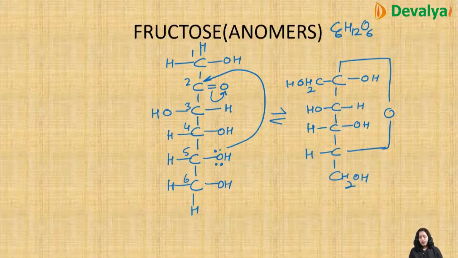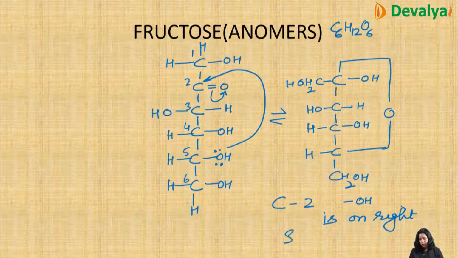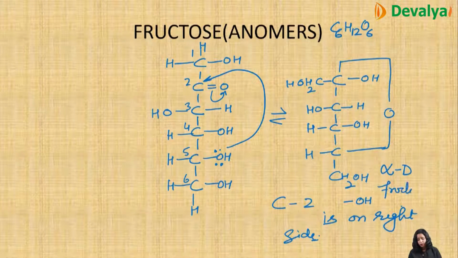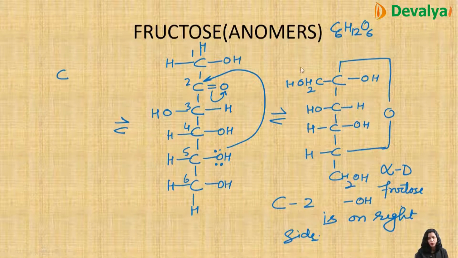Now we'll see that carbon 2, if the OH is on the right side, then we call it alpha D fructose. Now similarly we'll do the anomers of this, just will change the position of the OH. Now OH is on this side, CH2OH this side.